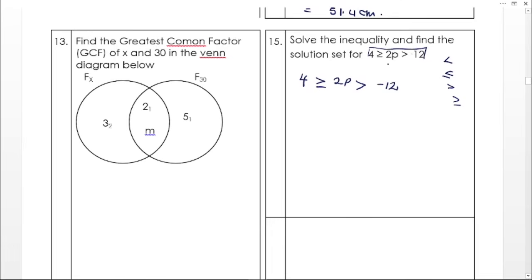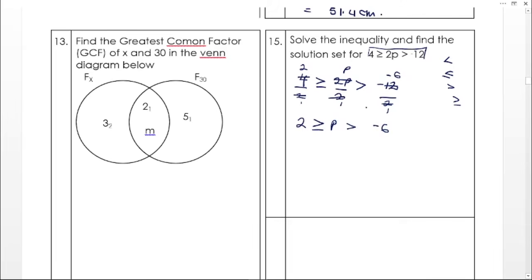So what we are going to do is solve for p. We are going to divide this by 2, then by 2 here, even here by 2. So 4 divided by 2 is 2, we remain with our p, then negative 12 divided by 2 is negative 6. So what are we having? We have 2 is greater than or equal to p is greater than negative 6.